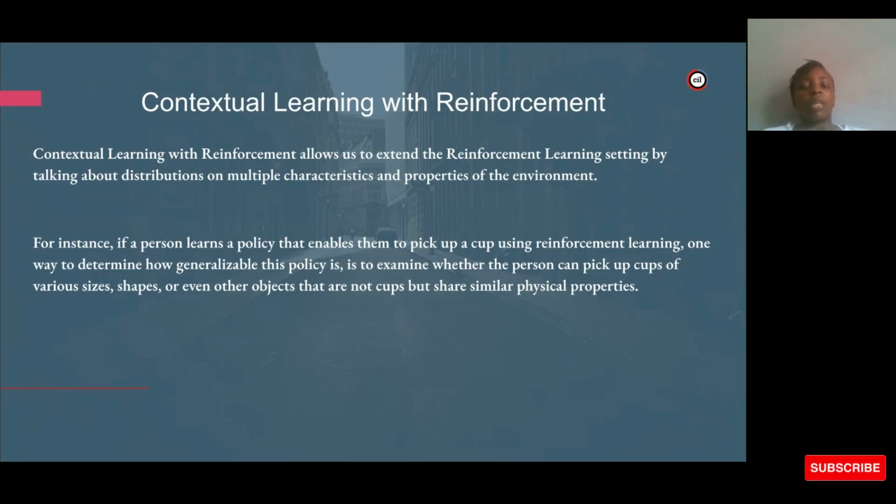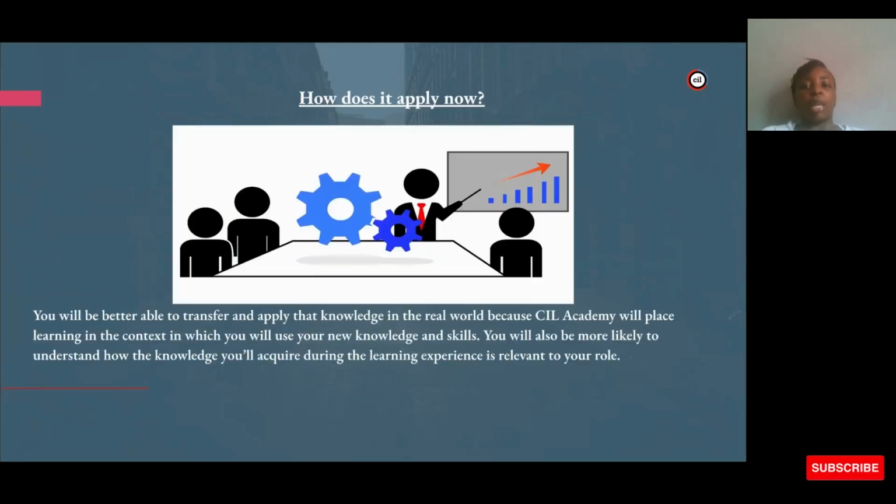Talking about contextual learning with reinforcement, how do we apply it? How does it apply to our internship program? You'll be better able to transfer or apply that knowledge in real life, because in CIL Academy the learning will place you in a context in which you'll be able to use the knowledge and skills that you've acquired in your real life experiences. You'll be able to apply this to your job obligations maybe later in life after the internship.